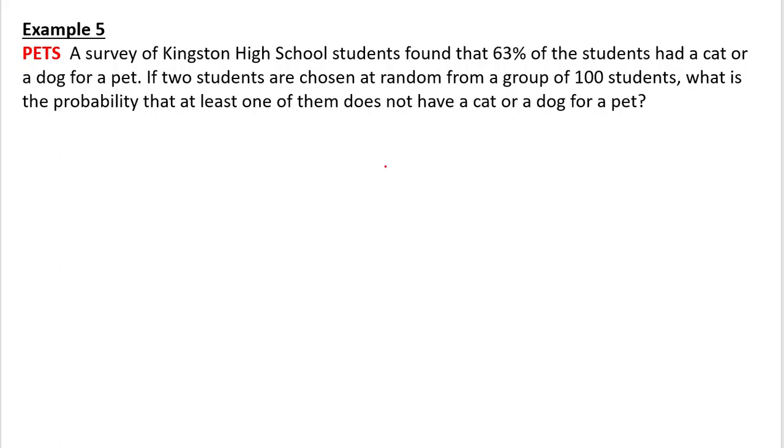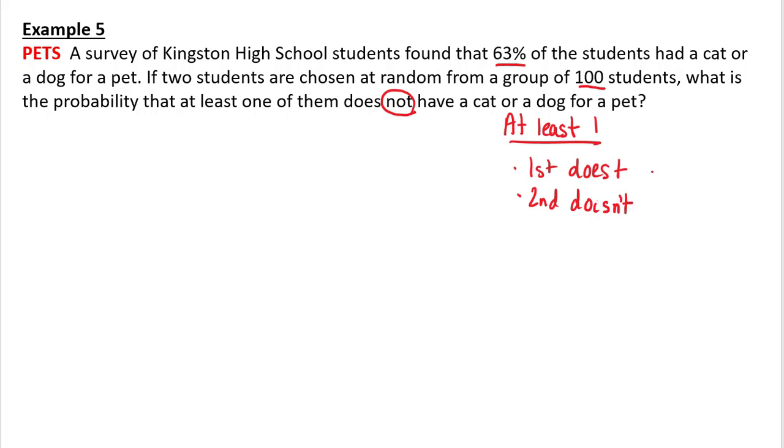So a survey of Kingston High School found that 63% of students have a cat or a dog for a pet. 2 students are chosen at random from a group of 100 students. Okay, good. We're 63 out of 100. What is the probability that at least one does not have a dog or a cat? So at least one means that the first doesn't have a dog, the second doesn't, or both don't.